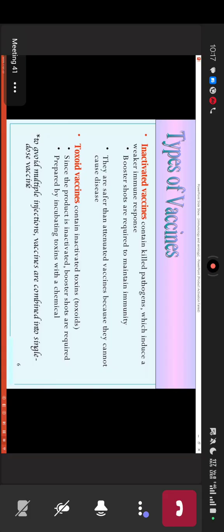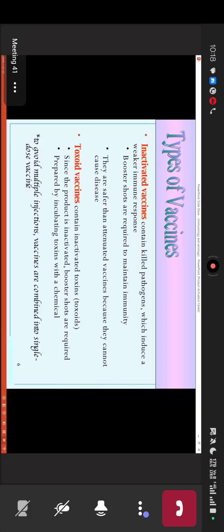Now, inactivated vaccines. In this type of vaccine, we use killed pathogens. In the previous one, we used live bacteria but altered their multiplication capacity. But in this type, we kill the pathogen, which induces a weaker immune response, right? Booster shots are required to maintain immunity. They are safer than the attenuated vaccines because they cannot cause disease.